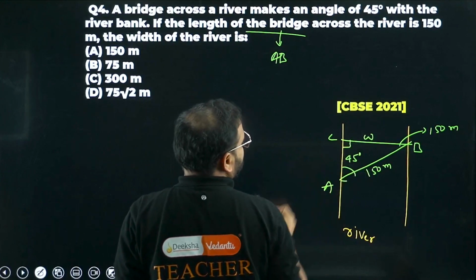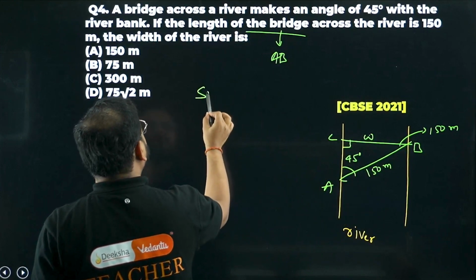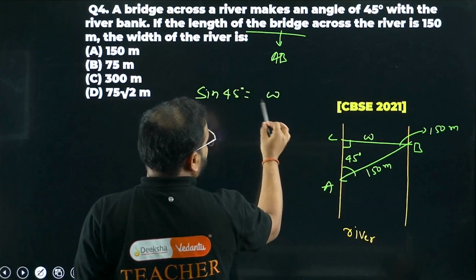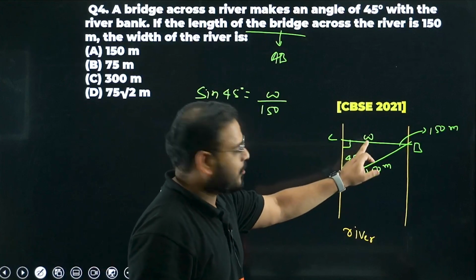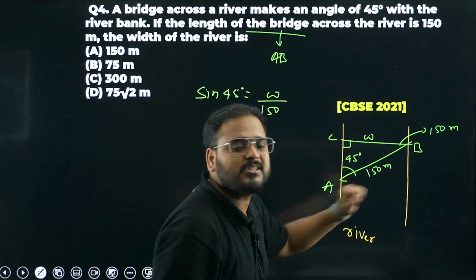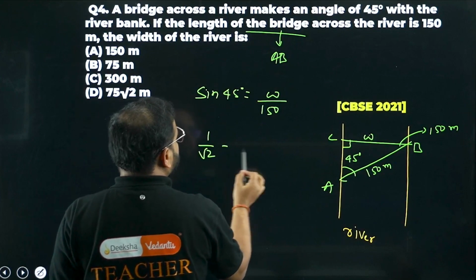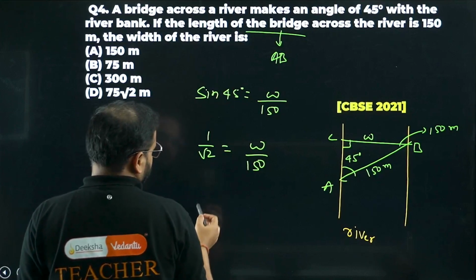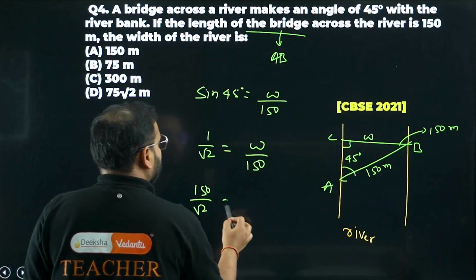This is a right angle triangle. Opposite by hypotenuse, so sine theta. So sine of 45 degrees will be the width W by 150. For this reference angle, opposite is W, hypotenuse is 150. How much is that? 1 by root 2 equals W by 150. Cross multiply. So 150 by root 2 is the width.